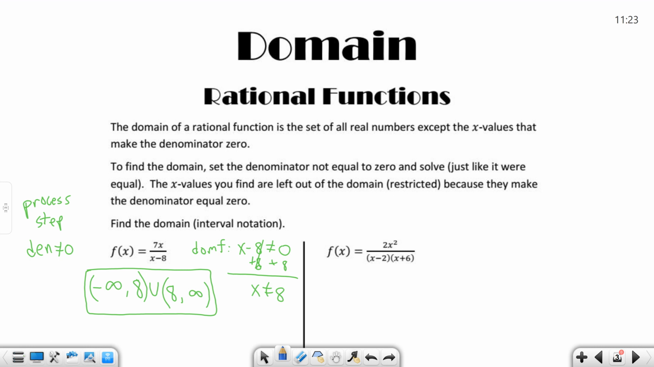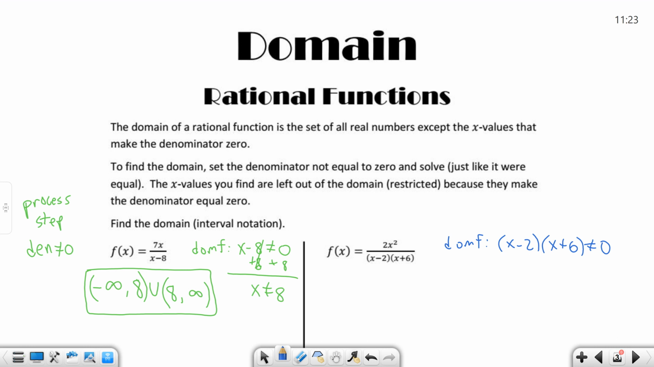So this is factored. So then what I do, again, my process step for my domain of f here is to take my denominator, x minus 2 times x plus 6, and do what? Say it's not equal to 0. That's my process step. Always my process step. And I recognized it because I have a fraction, and I have x's in the denominator, and I'm looking for the domain.